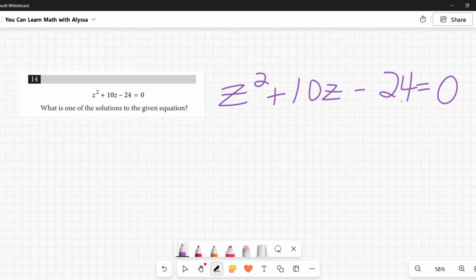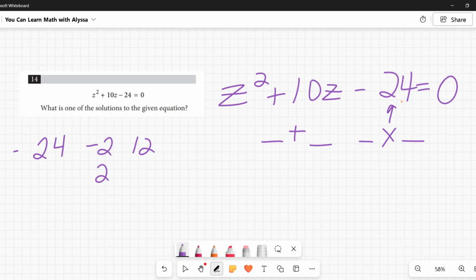And what you're looking for is 2 numbers that multiply to get negative 24, but that add together to get positive 10. So for negative 24, what goes into 24? It's 2 times 12. I always like to start with the lowest one first and go up from there. And so that could be either negative 2 and positive 12 or 2 and negative 12. And if you're looking for speed, I say add them as you go.